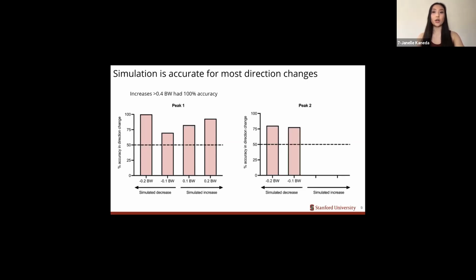At peak 2, we're confident in decreases above 0.1 and 0.2 body weights, which had accuracies around 80%. Decreases greater than 0.8 body weights had perfect directional accuracy. However, we're not as confident in increases, where accuracy was less than 50% at thresholds of 0.1 and 0.2 body weights. The overall lower accuracy at peak 2 may be due to greater possible muscle coordination patterns during late stance, as reported by Demers and colleagues.